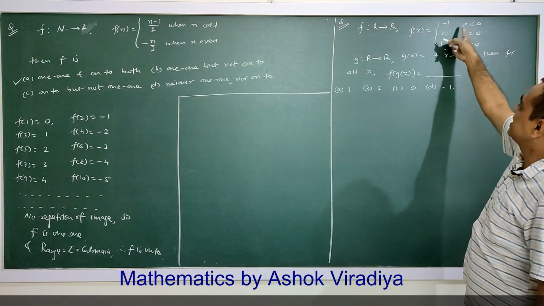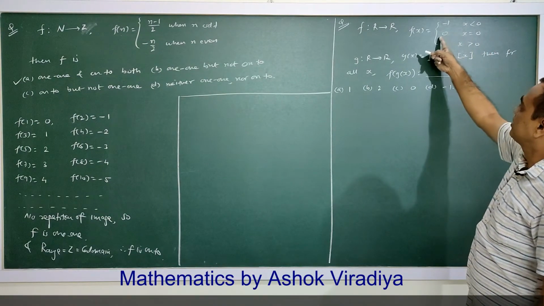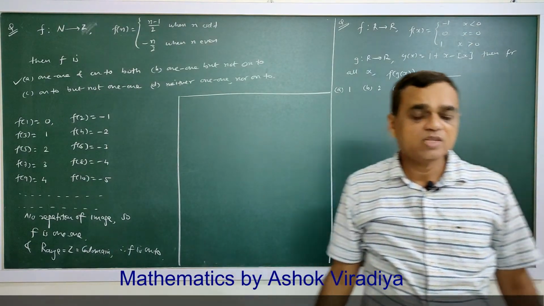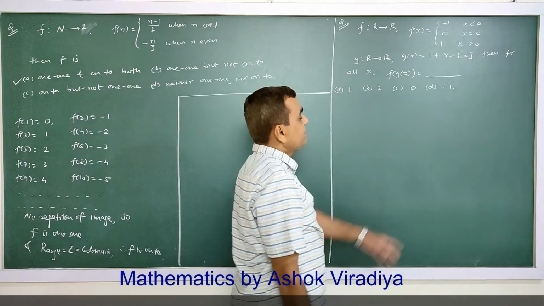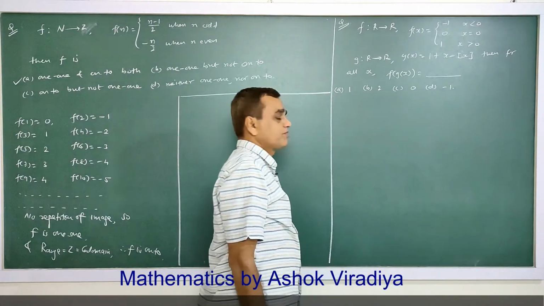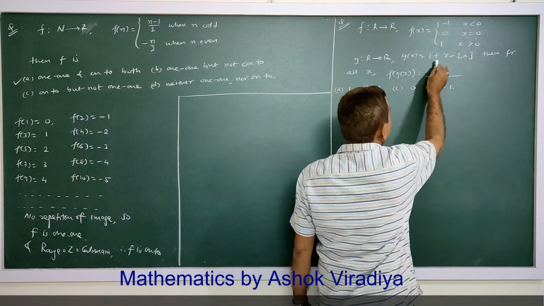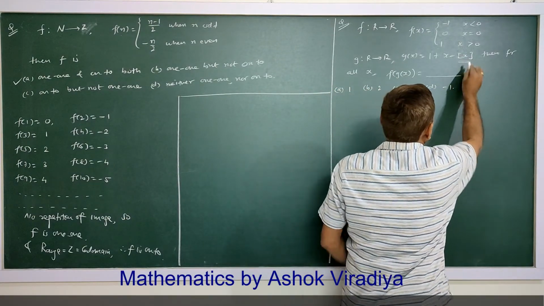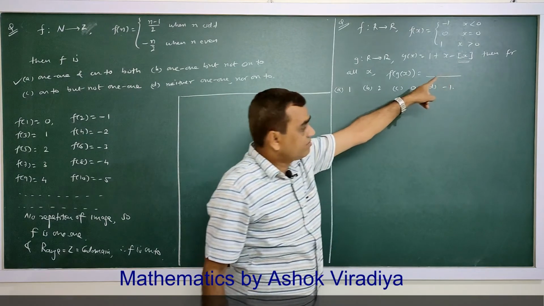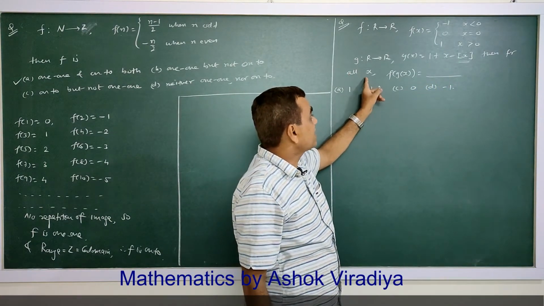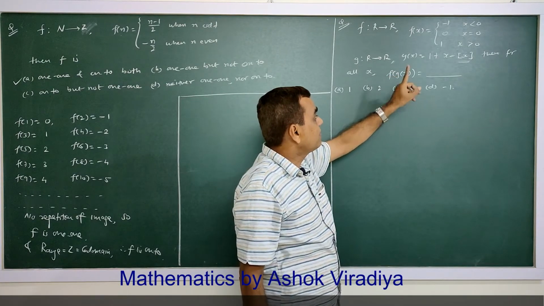f(x) is minus 1 if x is less than 0. f(x) is 0 if x is 0. f(x) is 1 if x is more than 0. And function g is from R to R, g(x) is 1 plus x minus [x], where [x] is the greatest integer function. Then we are asked to find f(g(x)).